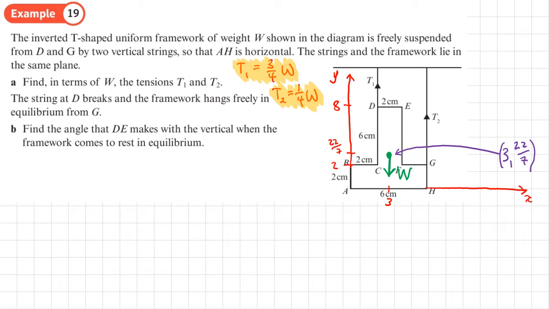Okay, so in part B, it says here the string at D breaks. So that's going to be this string here is now gone. And the framework hangs freely in equilibrium from G. In part B, find the angle that DE makes with the vertical when the framework comes to rest in equilibrium. Okay, now it's going to look something like this, but you don't need to actually draw that diagram.